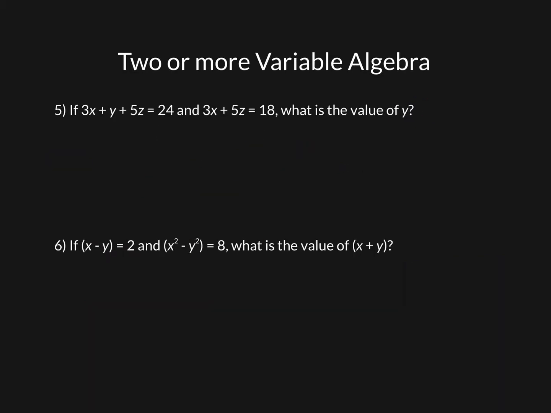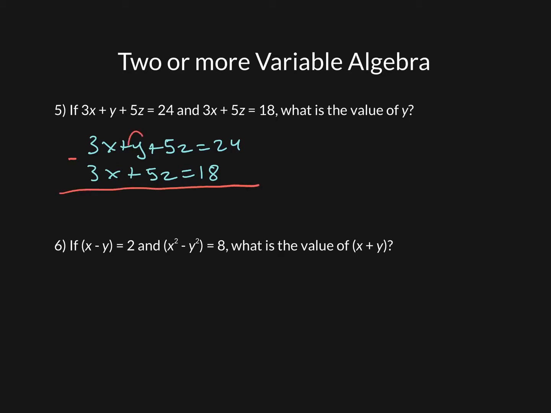Furthermore, we've got questions 5 and 6 here. Starting with number 5. If 3x plus y plus 5z equals 24, and 3x plus 5z equals 18, what is the value of y? Now, in this case, we would just use simple elimination because both equations have a 3x and a 5z because we want to know what this one y is. So 3x minus 3x cancel out, 5z minus 5z cancel out. That leaves us with y minus 0, which is just y, and then 24 minus 18, which would be 6. So the value of y is simply 6.